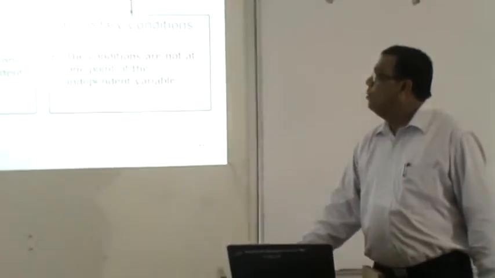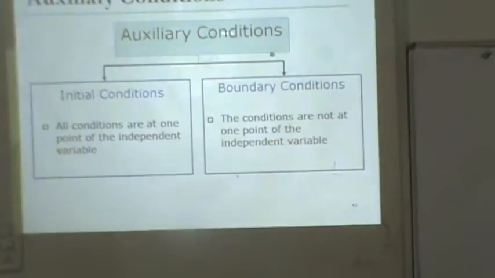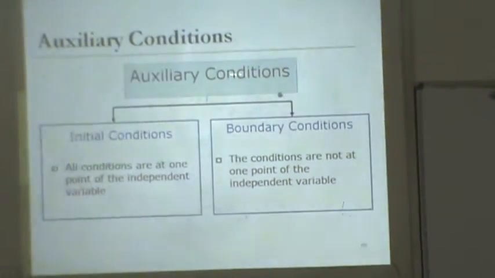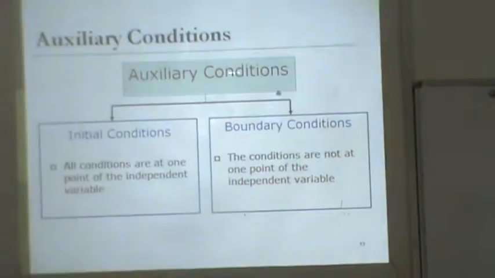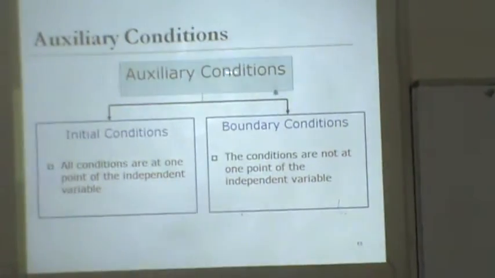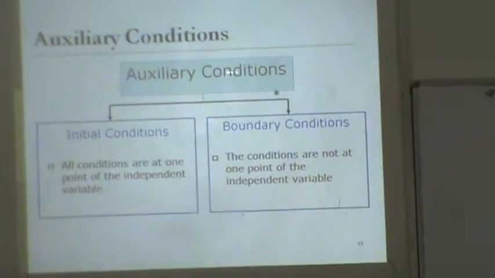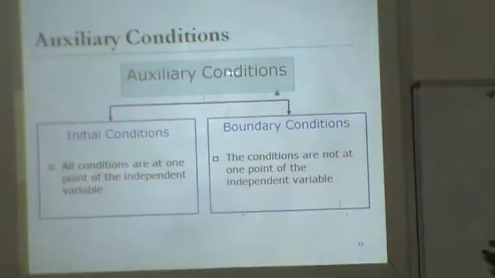So what about the auxiliary conditions? Because if you want to find the particular solution of any differential equation from the general solution, we need either initial conditions or boundary conditions. So we should understand the difference between initial conditions and boundary conditions. What do you mean by initial conditions? That is, all conditions are at one point of the independent variable, and boundary conditions mean the conditions are not at one point of the independent variable.